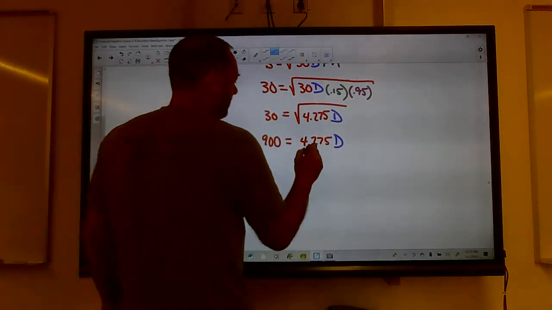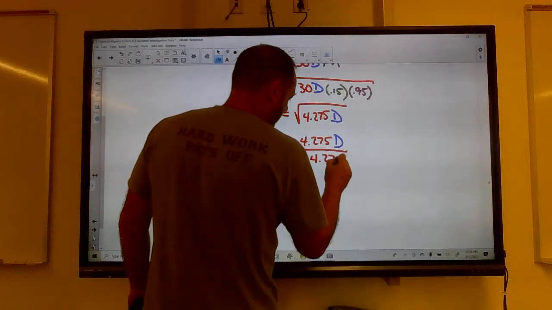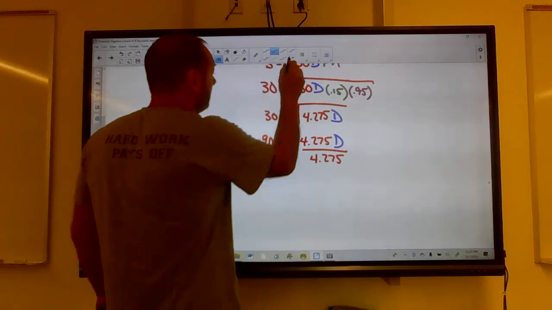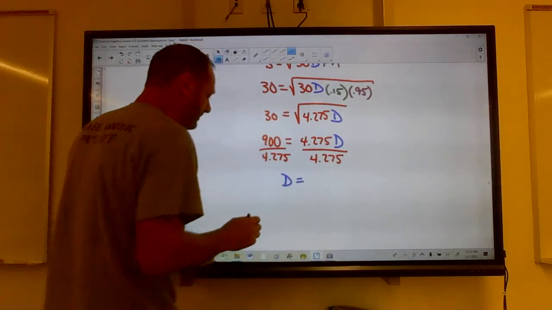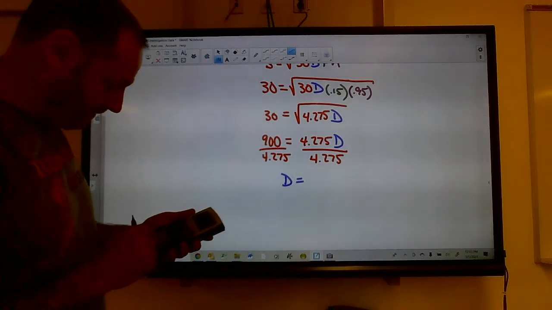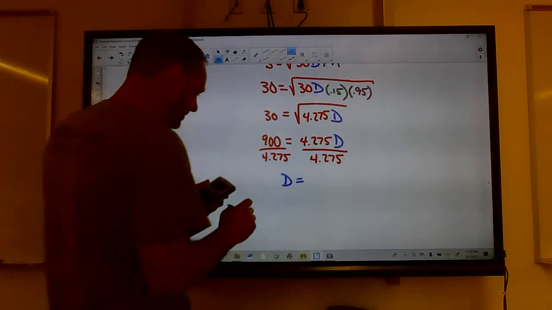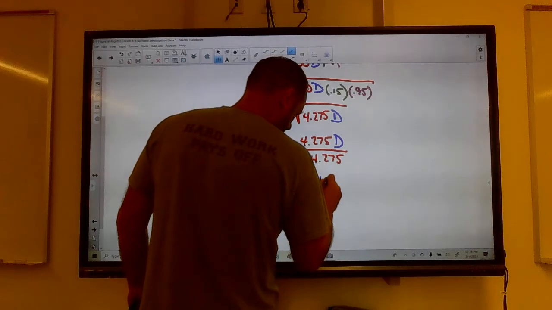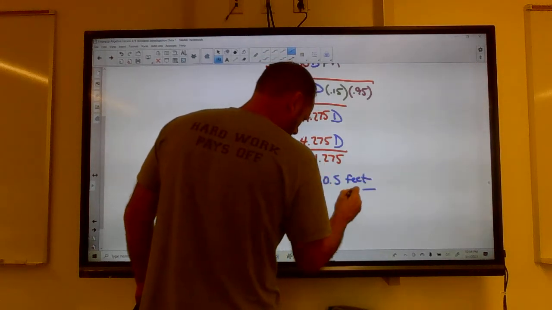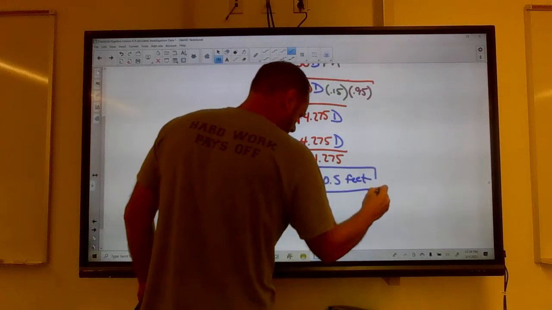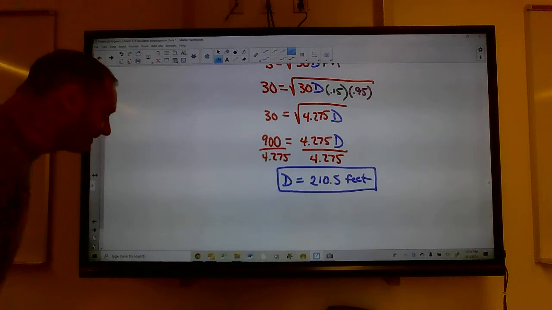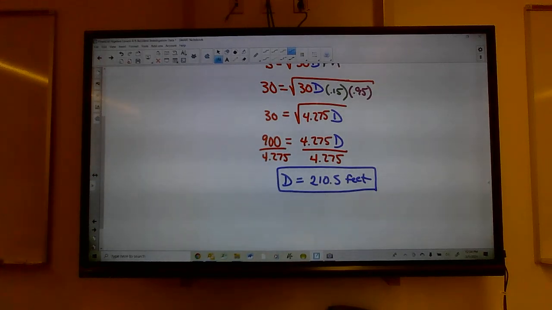And then I'm going to divide by 4.275. It'll take this guy a long time to stop here. So D comes out to be 900 divided by 4.275, which is 210.5 feet. That's how long the skid marks are going to be. If he has skid marks, that's how long the skid's going to be. Might not leave marks on ice.